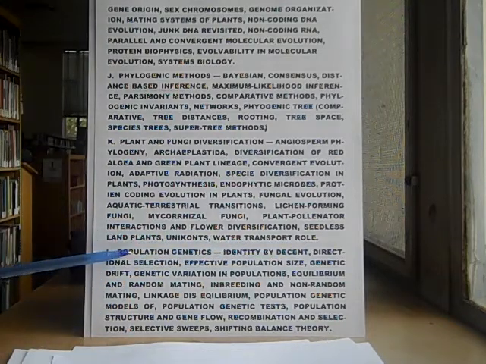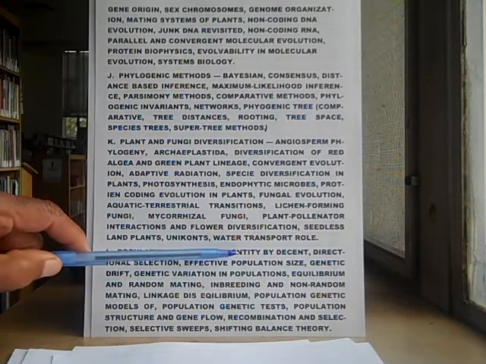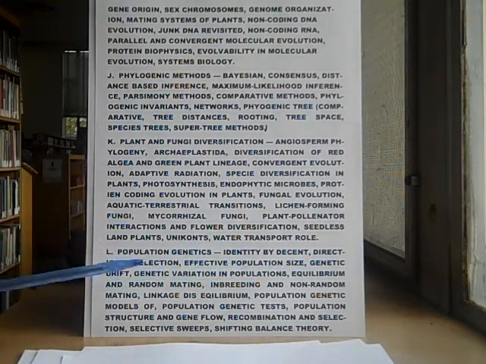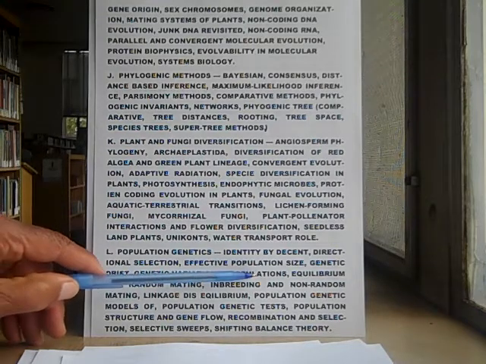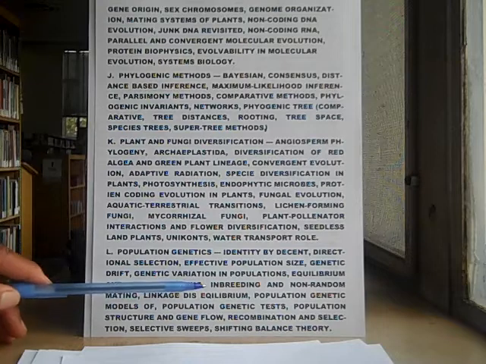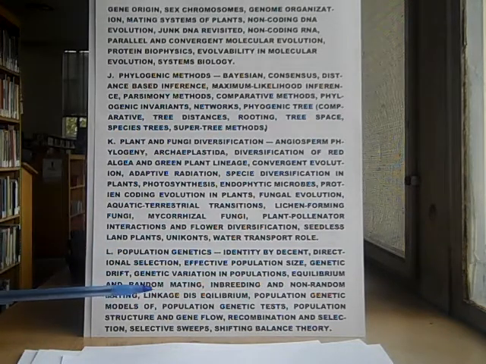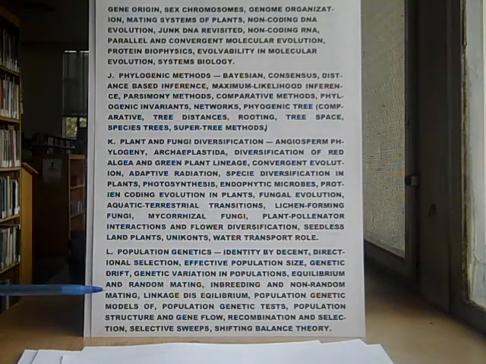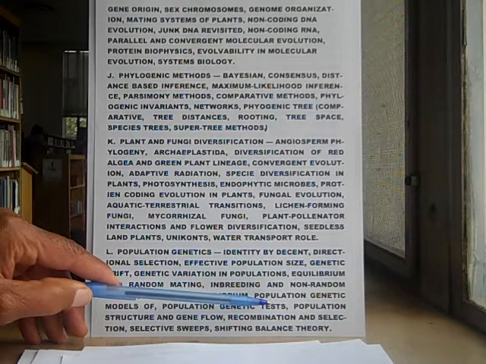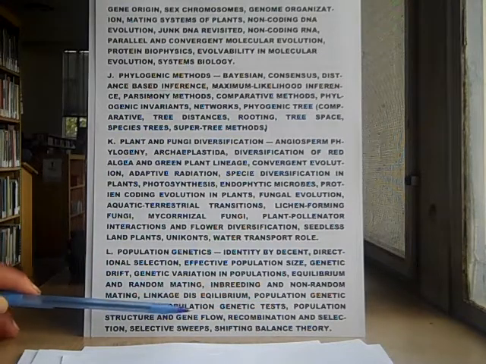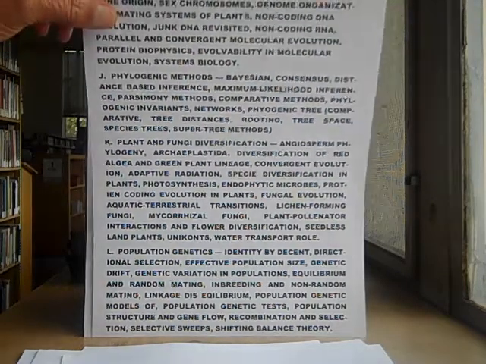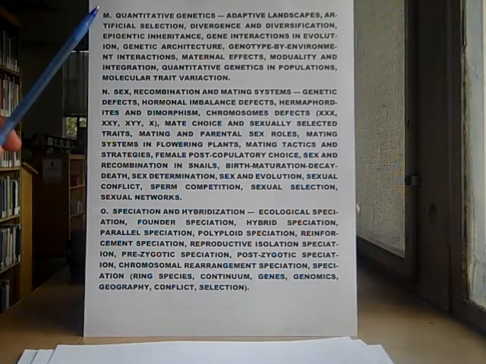Now we'll go to L, population genetics. This includes identity by descent, directional selection, effective population size, genetic drift, genetic variation in populations, equilibrium and random mating, inbreeding and non-random mating, linkage, disequilibrium, population genetic models, population genetic tests, population structure and gene flow, recombination and selection, selective sweeps, shifting balance theory. And we will go to M now.